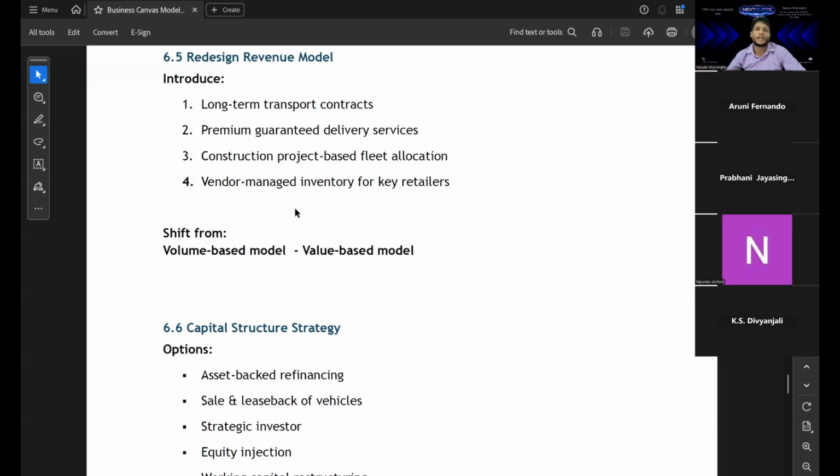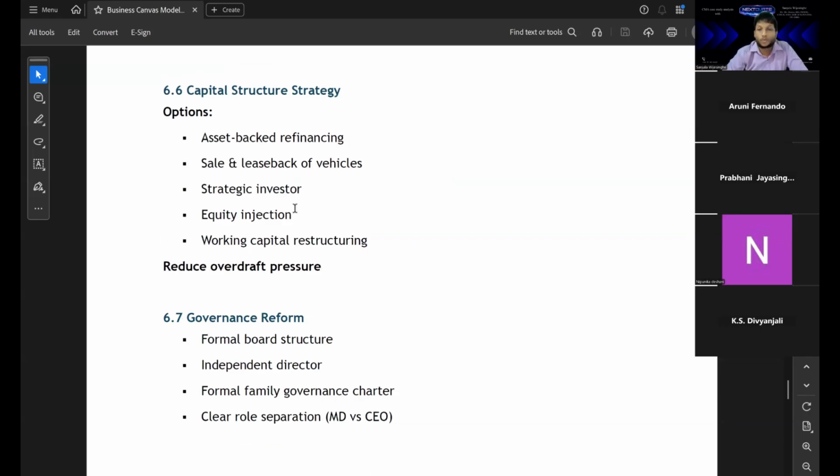Then you are facing whatever working capital issues in the business. Then you see the capital structure strategies. Now you see asset backed refinancing, sale and lease back of vehicles.